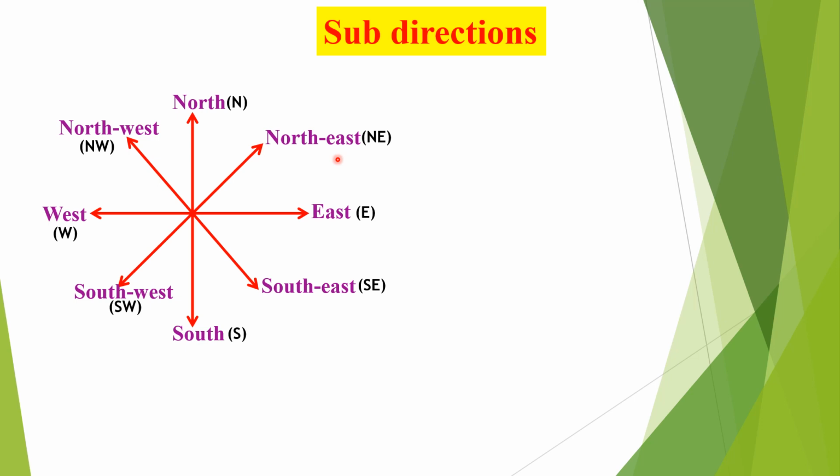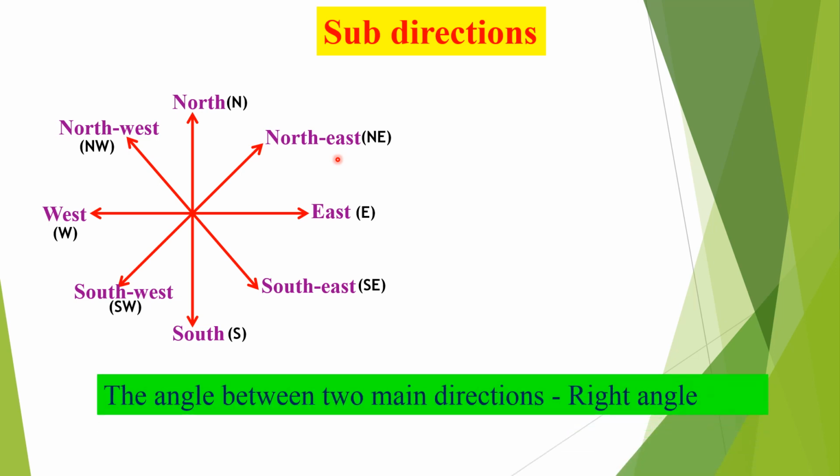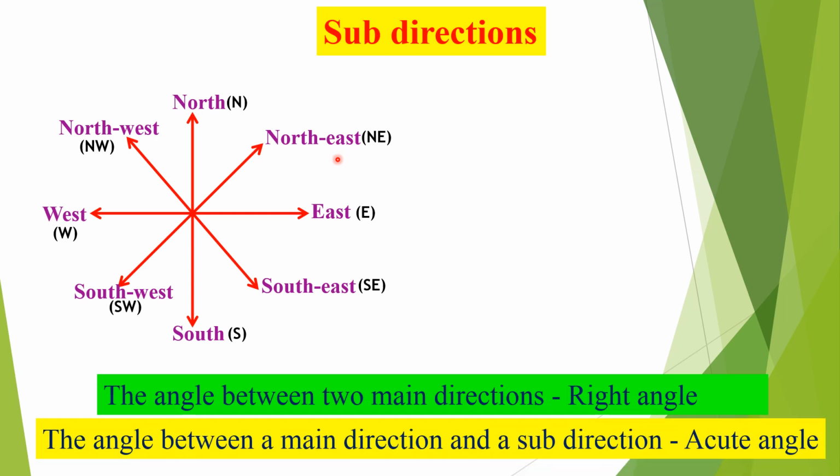Then the question that I want to ask you is, what is the angle between two main directions? Previously we discussed about this. Yes, the angle between two main directions is a right angle. And next thing is, what is the angle between a main direction and the subdirections? Main direction එකයි subdirection එකයි අතර තියෙන angle එක මොකක්ද? What is the angle?